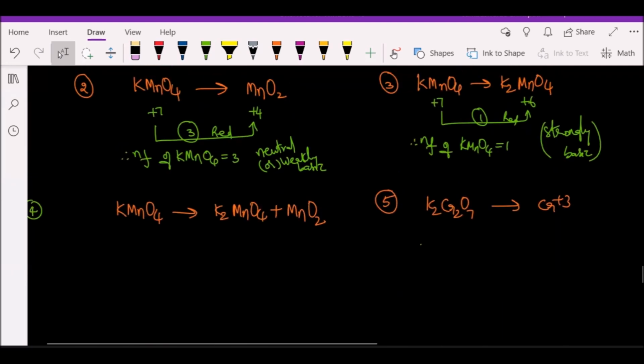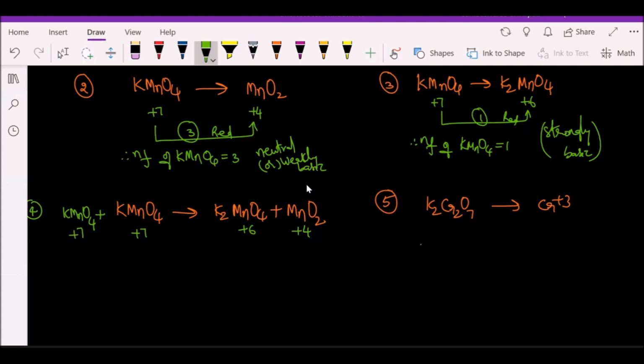So the simple logic is, what is the oxidation state of manganese here? Plus 7. Got it? And the oxidation state of manganese here? Plus 6. And the oxidation state of manganese is plus 4. The problem is, on the right side we have 2 manganese, but on the left side we have only 1 manganese. So it is not possible. So you have to consider one more molecule of KMnO4. As we have 2 different manganese on the right side, on the left side you consider 2 molecules.